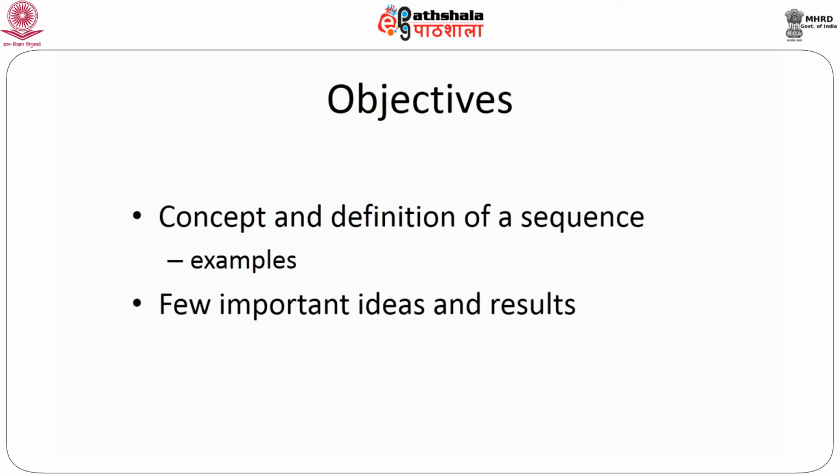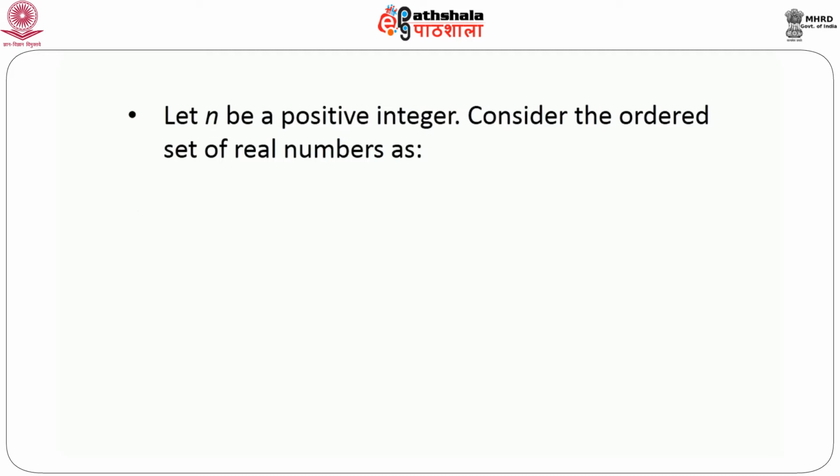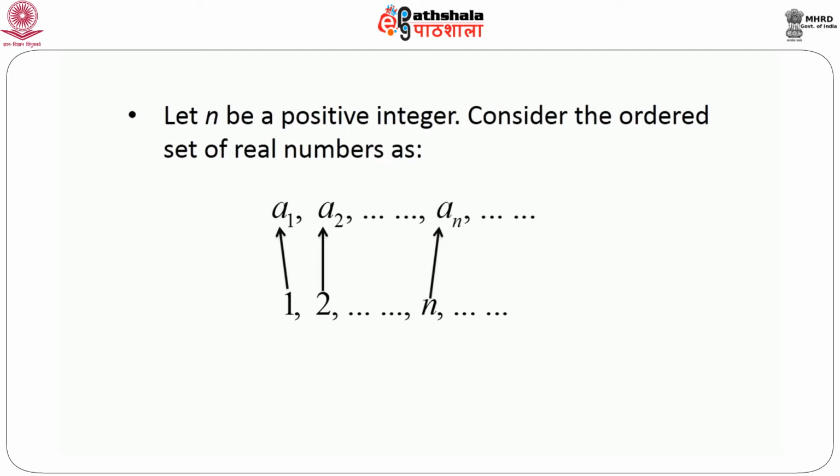But first note that today we are going to talk only about the sequences of real numbers. So unless otherwise mentioned, every time we refer to a sequence of real numbers. So first assume that n is a positive integer, and then consider the ordered set of real numbers as a1, a2, an and so on. So we are talking about a set of infinite numbers actually, and consider this one-to-one correspondence with the set of natural numbers. That means for 1 we have a number a1, for 2 we have a number a2, and for n we have a number an, and so on. That means this is nothing but a one-to-one correspondence with the set of natural numbers or set of positive numbers. So a1, a2, an are called the real numbers in the sequence.